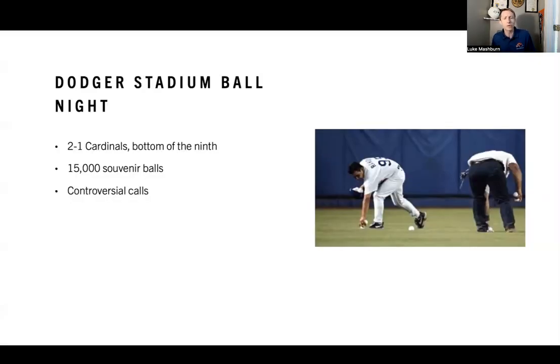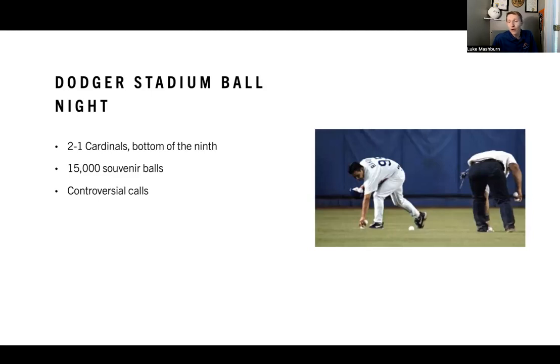And our last forfeit, Dodger Stadium Ball Night, 1995, 28 years ago. 2-1 Cardinals, bottom of the ninth. Some controversial calls took place. Raul Mondesi was called out on strikes, and the crowd didn't agree. And 1,500 souvenir baseballs rained down. This has been going on since about the 7th inning. But when that tough call came in, the great Tommy Lasorda was ejected, and the balls came raining down, and it made the game unplayable.